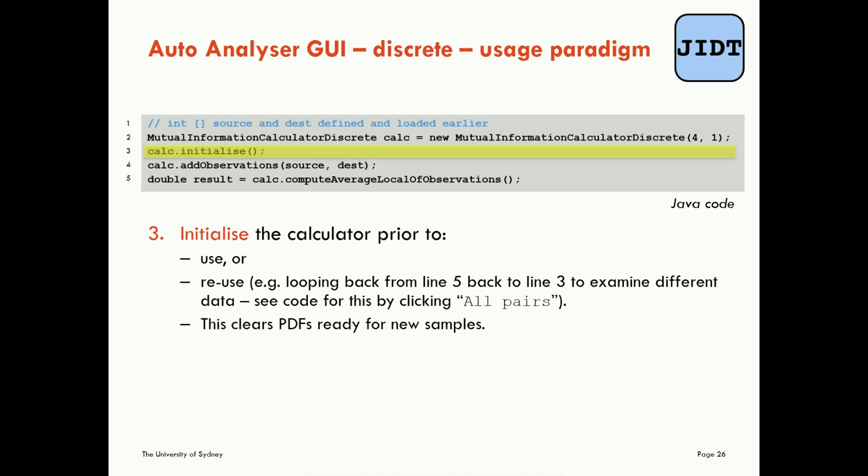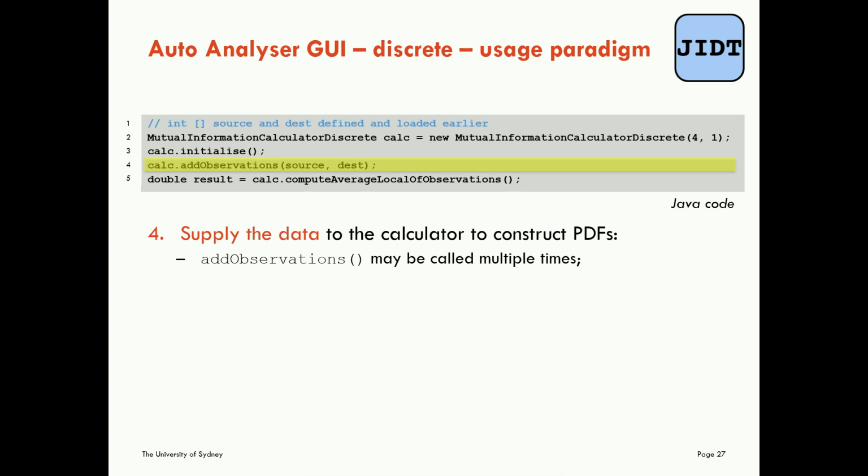So our next step is to initialize the calculator. We do that prior to using it in the first place, or if we want to reuse the calculator. So we can reuse the calculator, for example, in a loop, which you can see by clicking all pairs. We can just construct it once and then reuse it over different pairs, and that clears the probability distribution functions that the calculator holds to get it ready for new samples.